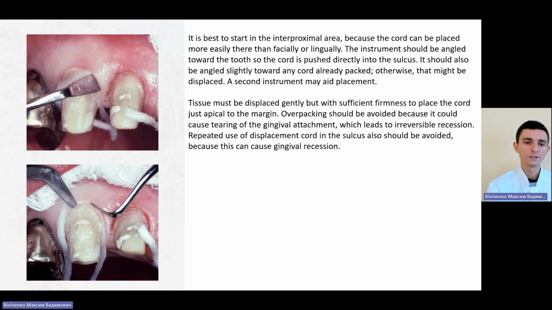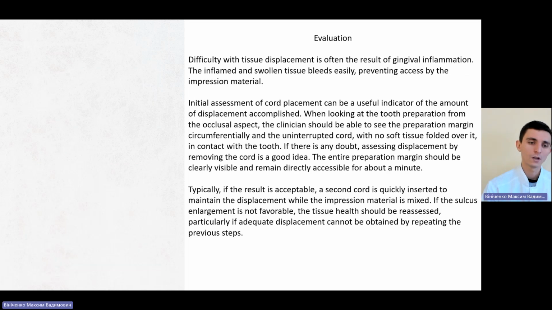Tissue must be displaced gently but with sufficient firmness to place the cord just apical to the margin. Overpacking should be avoided because it could cause tearing of the gingival attachment, which leads to irreversible recession. Repeated use of displacement cord in the sulcus also should be avoided because this can cause gingival recession. What about evaluation?